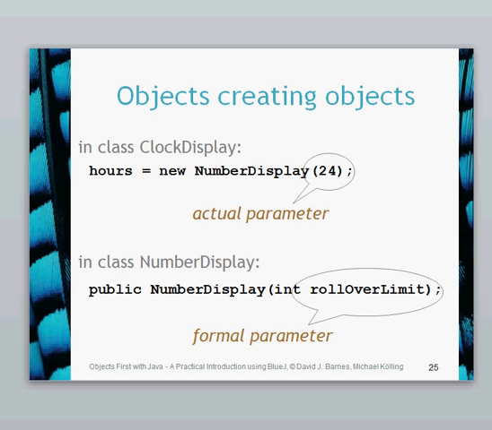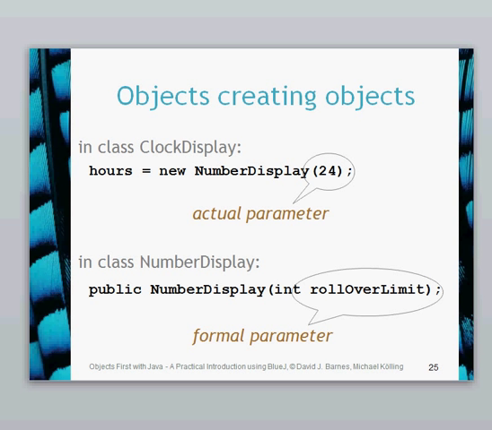I've got a new bit of terminology here for you: actual parameters and formal parameters. So in the clock display constructor, when we create our number display object, we're using an actual parameter. The actual parameter is the number itself, so 24. If we look in the number display class, in the constructor which you've been working on previously, we'll see that when you create a number display object, you have to put in the formal parameter.